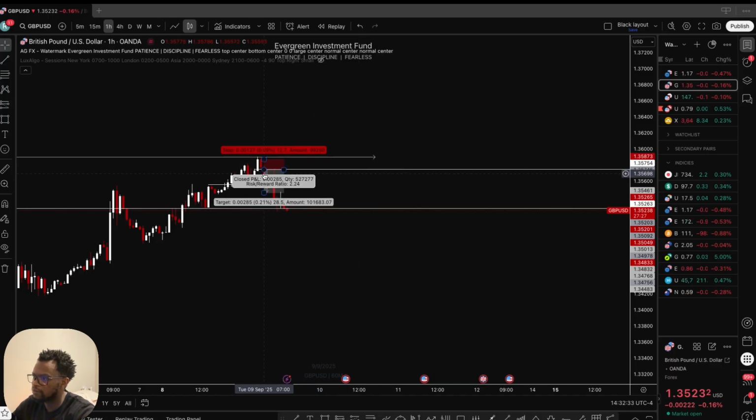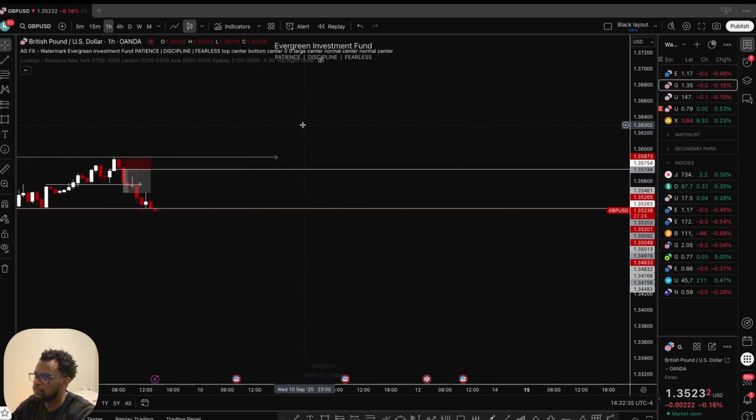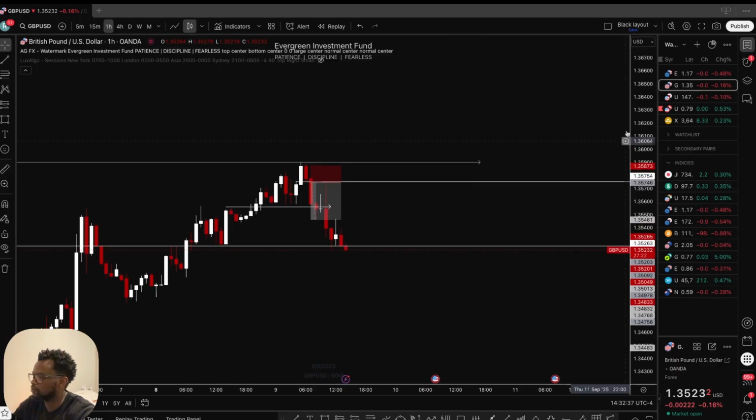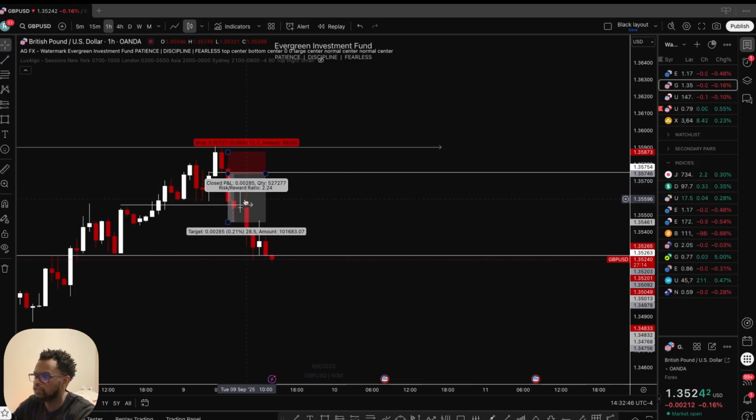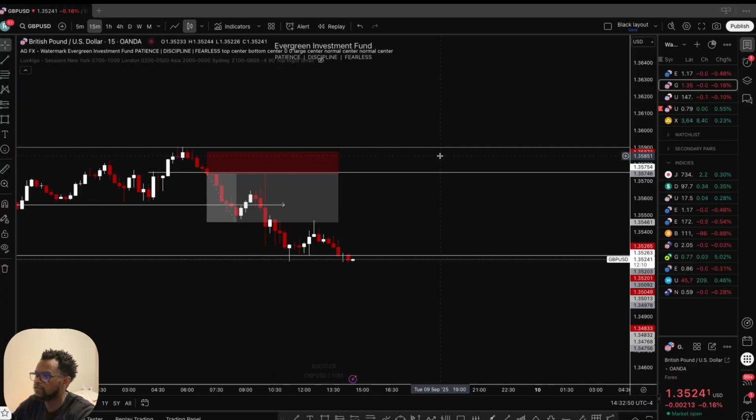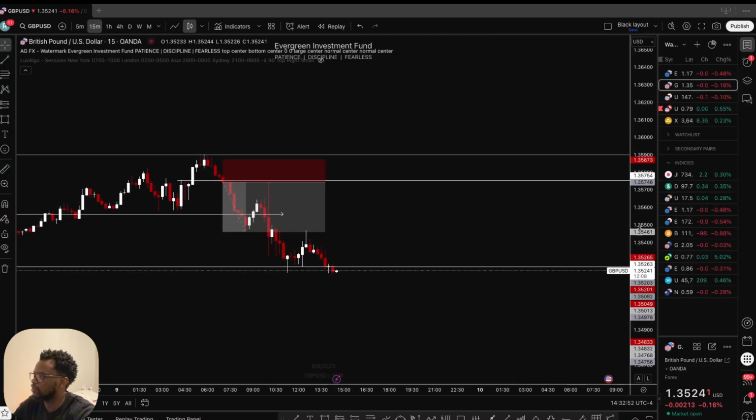But at this time, it was already late to take this entry, so I looked on the 15 minutes, because if I waited for this 1 hour candle, I would have missed most of this. Obviously, price came into this level again, but this was based on the news. Without the news, this doesn't happen. So I looked on the 15 minutes to see if I could find anything that could give me an entry.